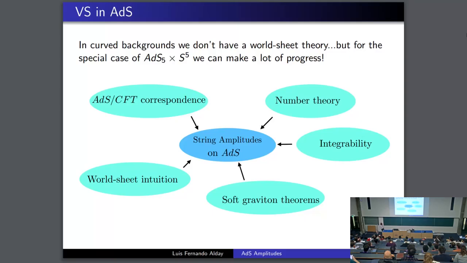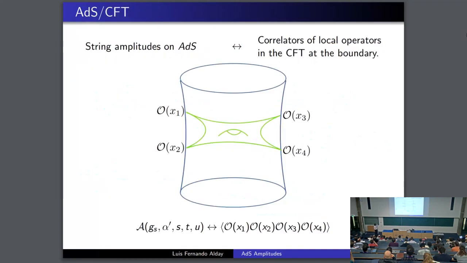We have Ramond-Ramond fluxes, but it turns out that for the special case of AdS5×S5, we can make a lot of progress thanks to a lot of indirect tools that we are about to use. And now, in the second part of this review, we will see how all these can help us to construct these amplitudes in AdS. The first tool is the AdS/CFT correspondence.